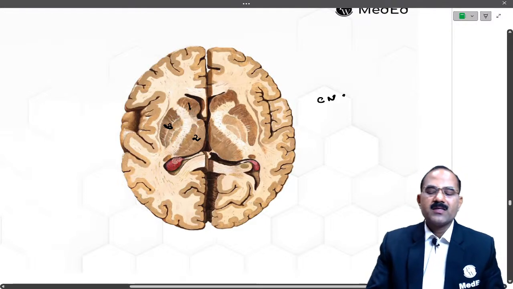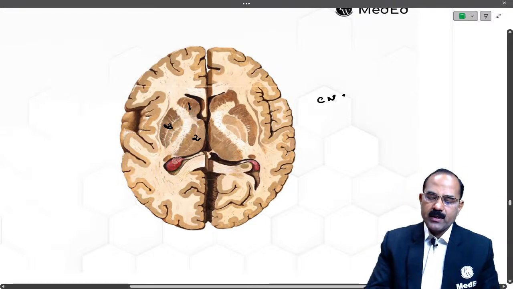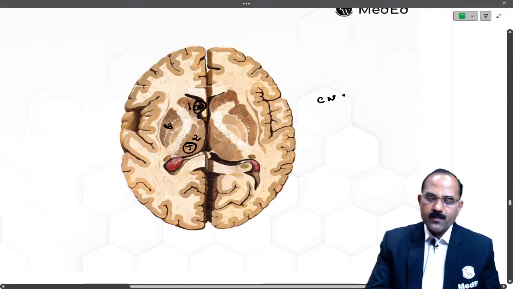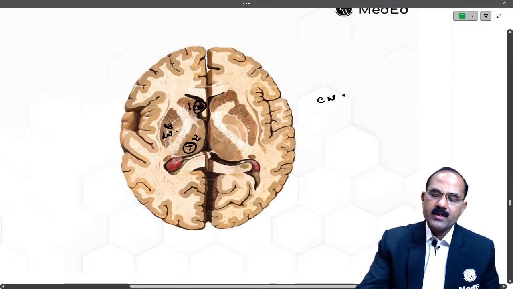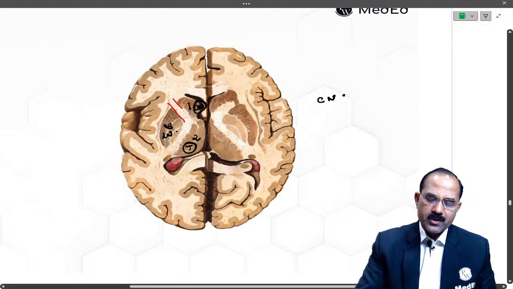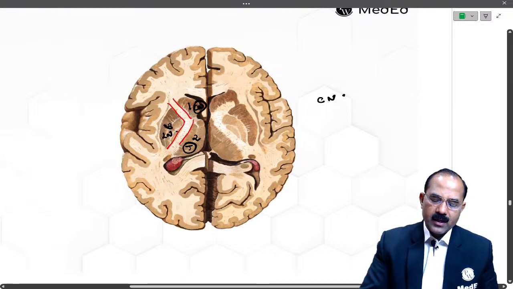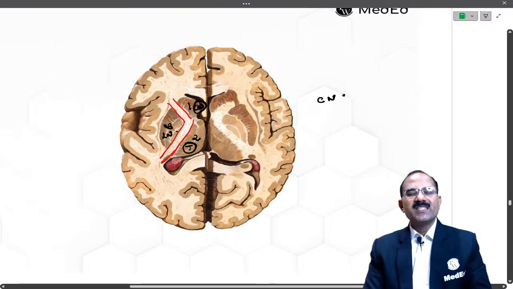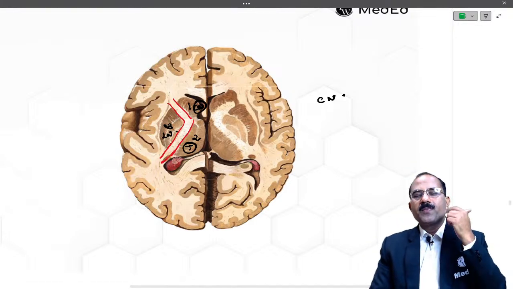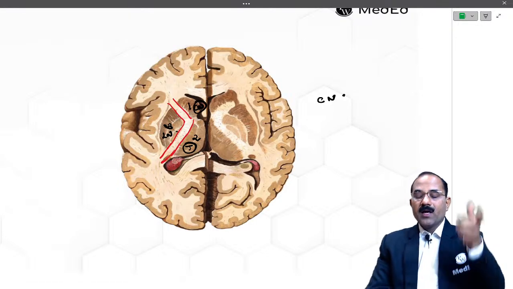Number 1 is the caudate nucleus, right? Number 2 is the thalamus. So caudate nucleus, thalamus, and what is this? This is the lentiform nucleus. Between them, we get a V-shaped structure here, and this is the internal capsule. What is the type of fibers, bacho? It's a projection fiber. Projection fiber, internal capsule.